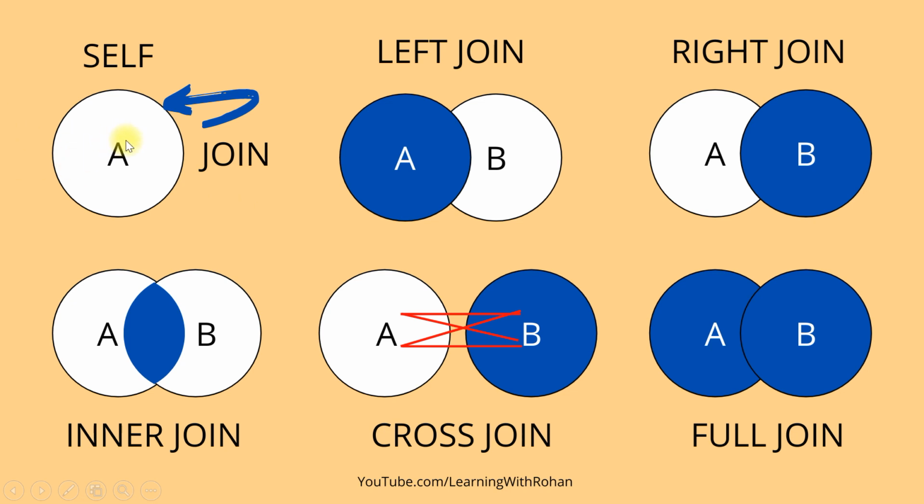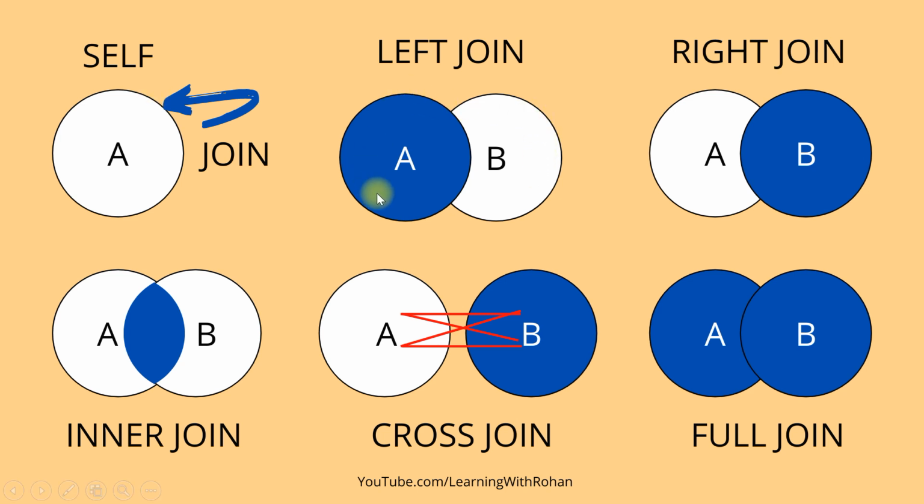So the first one is called the self join. Basically, you use the same table to join again to find out something. For example, if you have an employee table and you have a designation of manager, and you want to bring out all the manager IDs from the same employee table, then you make use of self join, and then pull the data from the same table.